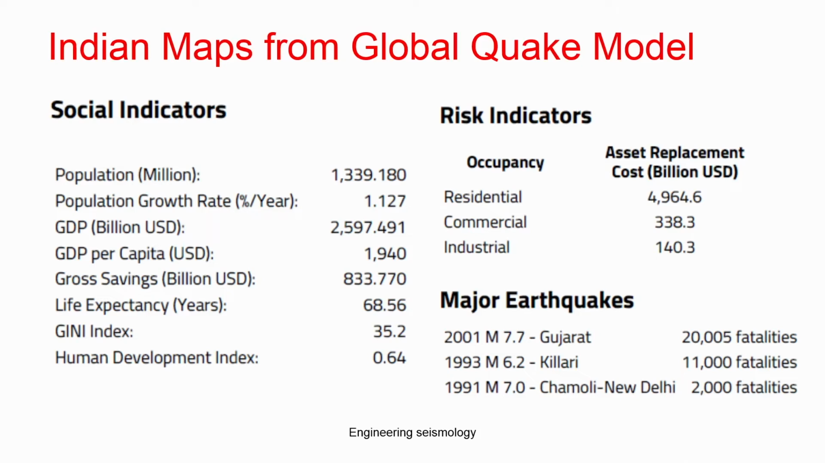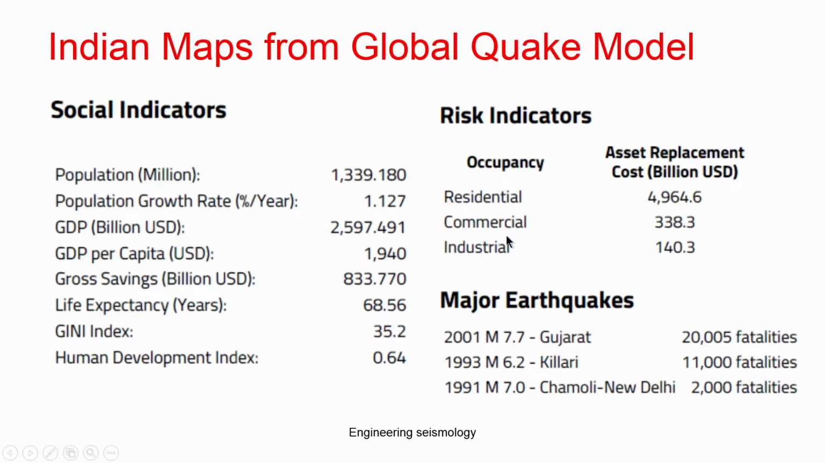What are those data? Basically, when they do this analysis for 2018, they consider the population of 1333 million people, the population growth rate so much, the GDP in millions so much, GDP per capita so much. Then the total savings in billions so much, life expectancy so much, Gini index and human development index so much.